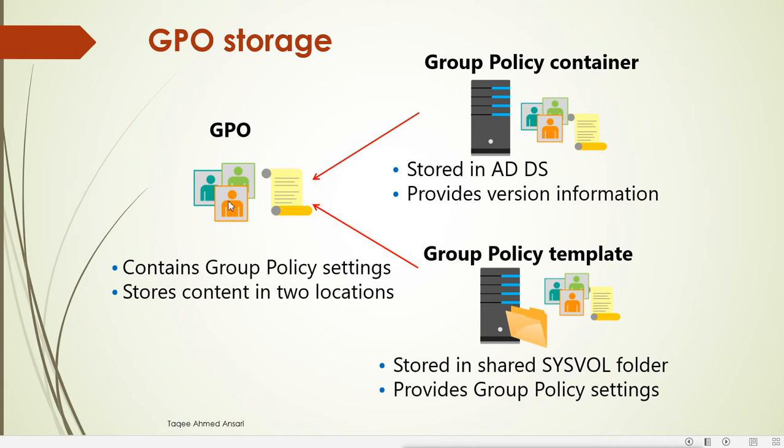So whatever group policy we create, the group policy object contains the policy settings, and it stores them in two locations. That is the group policy container, which is under Active Directory Domain Services, and it provides the new version information, that whatever new information is edited. And then the group policy template, which is available to client machines through the SYSVOL share folder. This is the share folder which is available for clients, so that clients can download and cache the policies, and that template has all the policy settings.